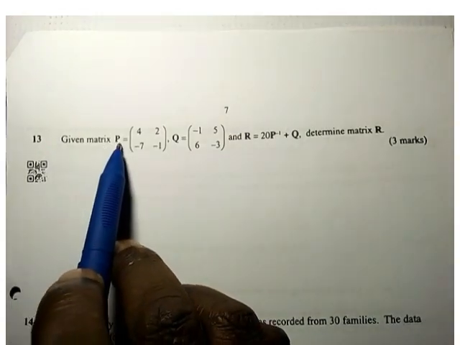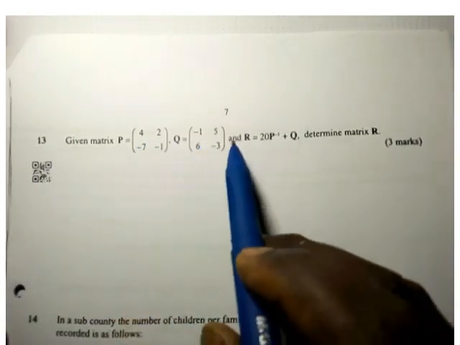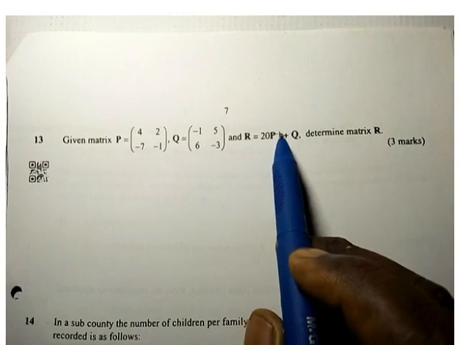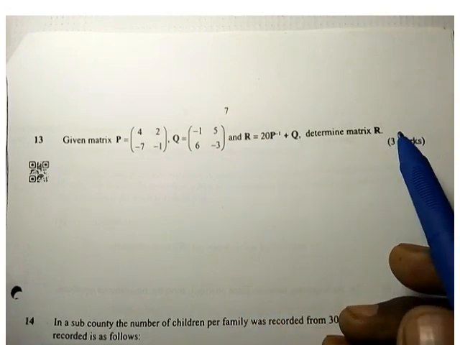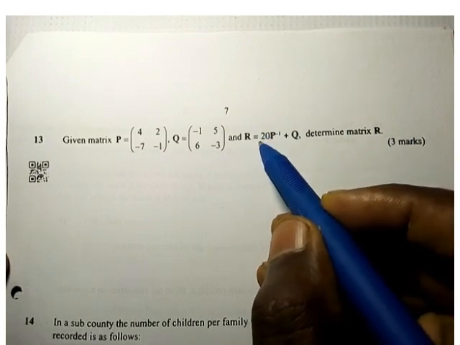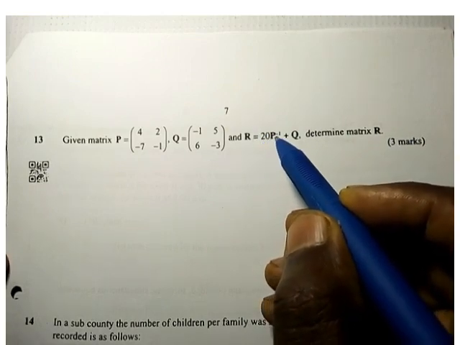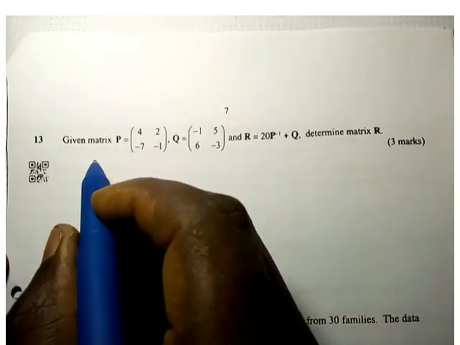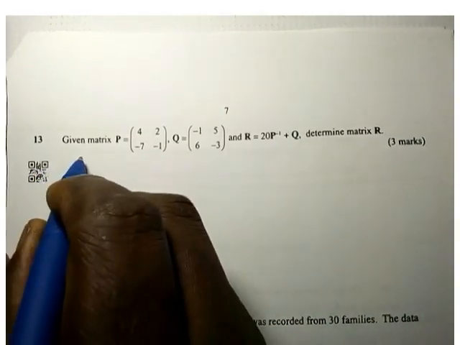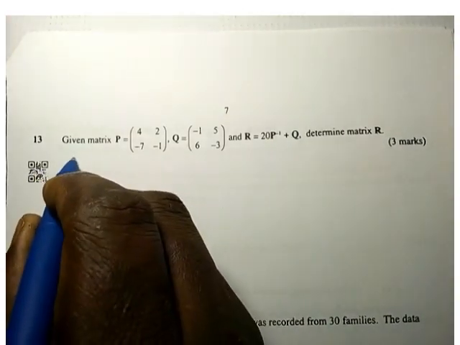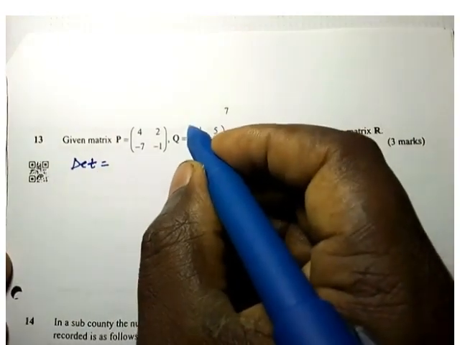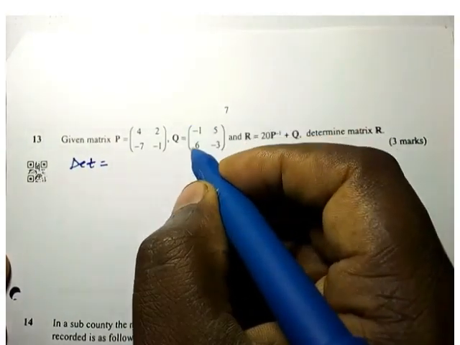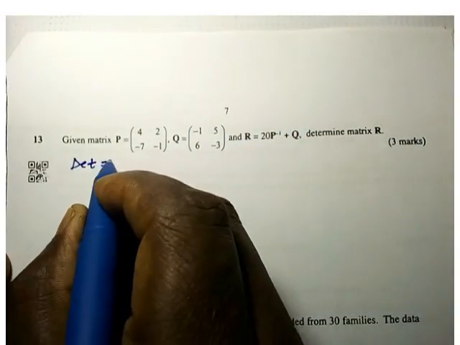Given that matrix P is this one, Q is this, and R is equal to 20 P inverse plus Q, determine the matrix R. So for us to get R, we must get the inverse of P first. So what will be the inverse? For you to get it, you have to get the determinant again. So determinant of P will be the secondary. You remember that.